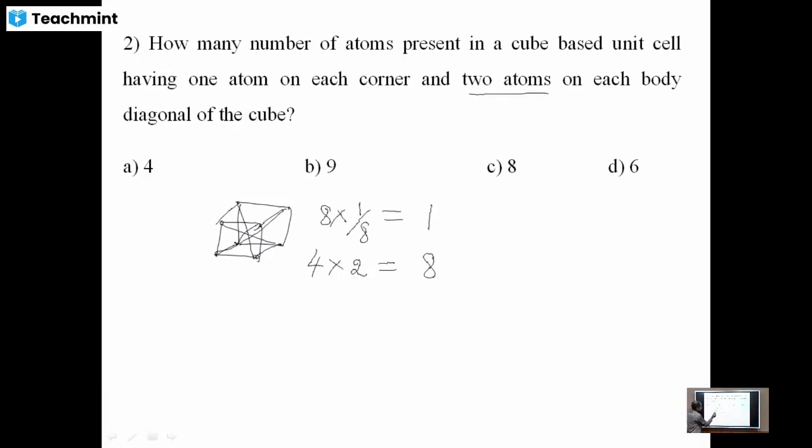See, the particles present in these body diagonals exactly belong to this unit cell because they are not shared by any other unit cells. The particles are well inside the cube. Therefore, their contribution is 1 to this unit cell. There are 2 particles on each body diagonal and we have 4 diagonals. So, total number of particles along the body diagonal is equal to 8. So, total number of particles in this unit cell is equal to 8 plus 1 is equal to 9. Therefore, the right option here is option B. Next question.